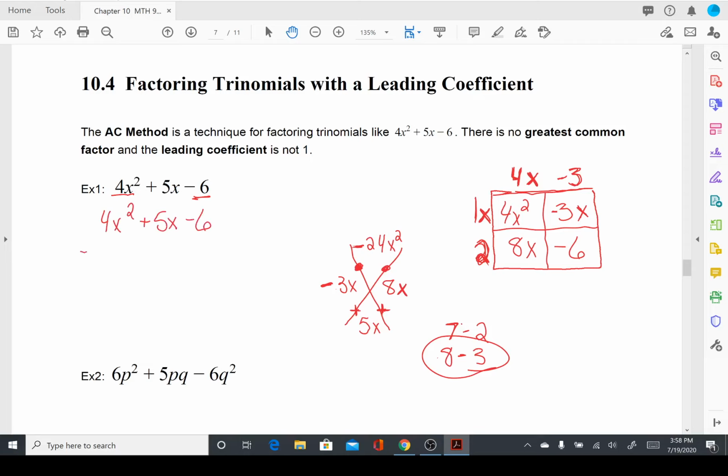And then we'll start with an equal sign and write down our factors: 4x, negative 3, and x, positive 2. Let's try that one more time.